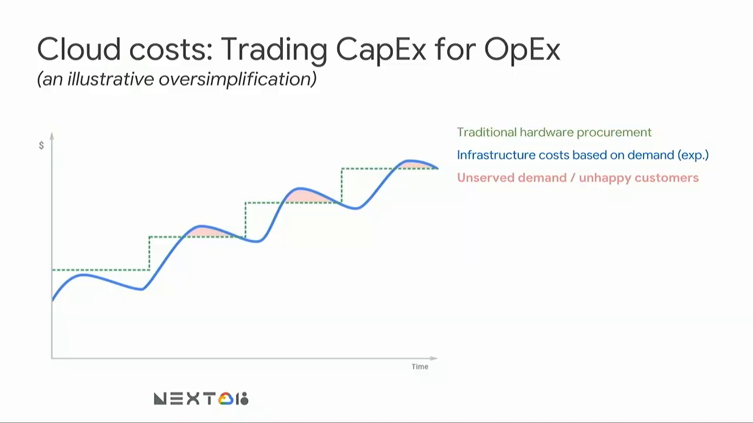Now, in the worst case scenario, you get it wrong. And your demand exceeds what you planned for, and this either results in unserved demand or unhappy customers. And so that's usually why you try to over-provision to make sure you don't hit that. And then it's a balancing act, because you don't want to over-provision too much, because in the best case scenario, you have unused capacity.